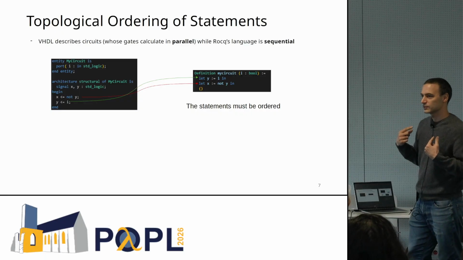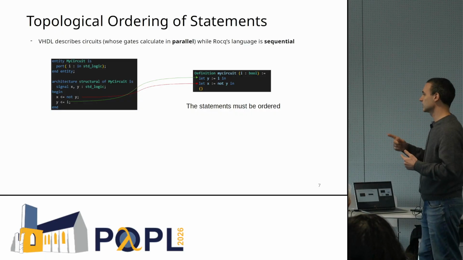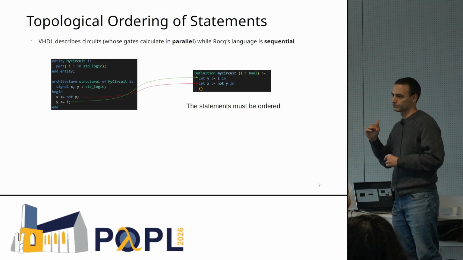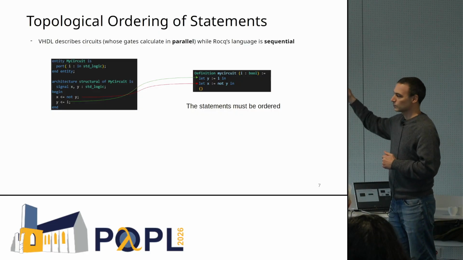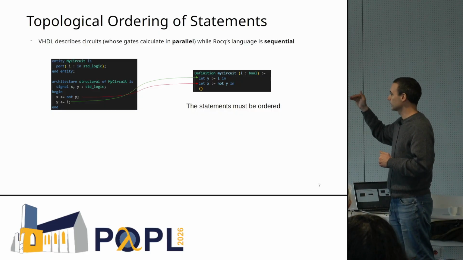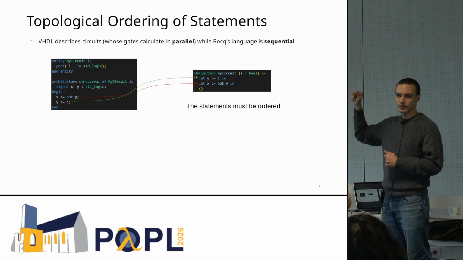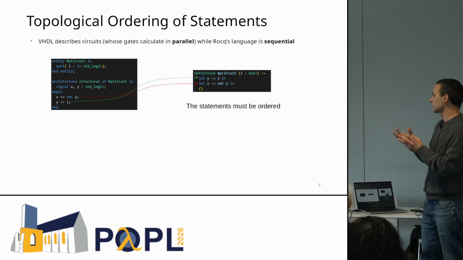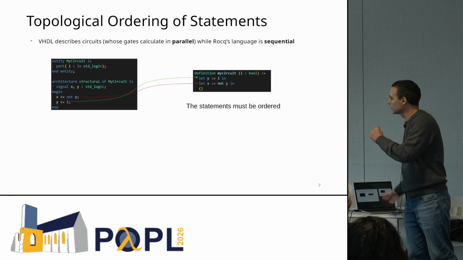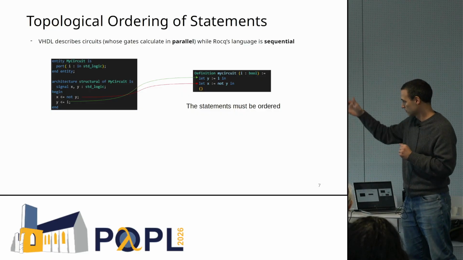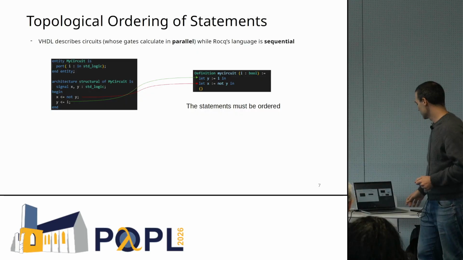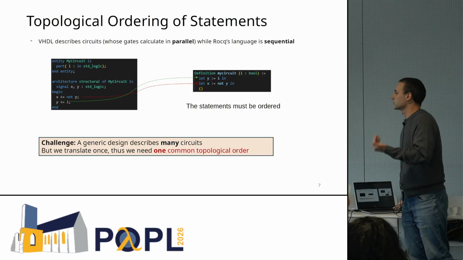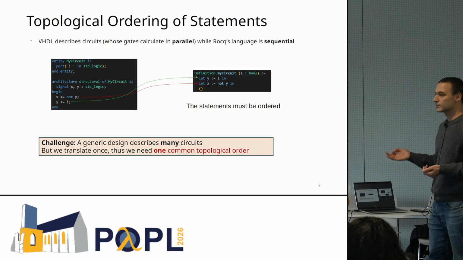But of course, we know that in a combinational circuit without loops, you can directly define the final value of each signal. Here, for instance, you first define y, and then define x, because x depends on y. So there's some topological ordering which you can compute. This is not difficult. It means that you need to analyze the design and compute this order. This is very simple, but it gets a little bit less simple because we have generic designs.